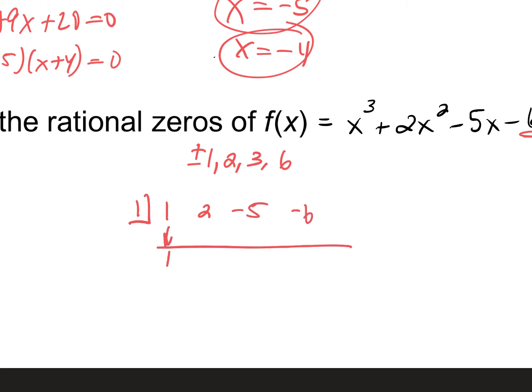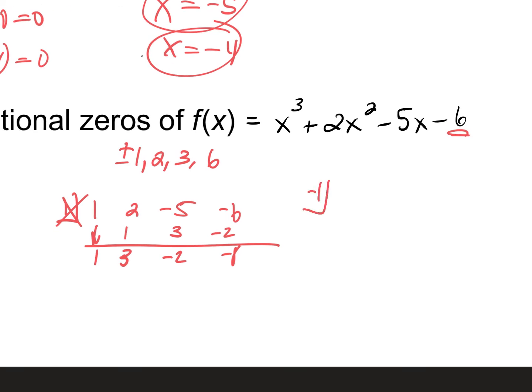Bring down my 1. 1 times 1 is 1. 2 plus 1 is 3. 3 times 1 is 3. Negative 5 and 3 is negative 2. Negative 2 and 1 is negative 2, so I get negative 8. All right, positive 1 is not a factor of this polynomial, so try negative 1.